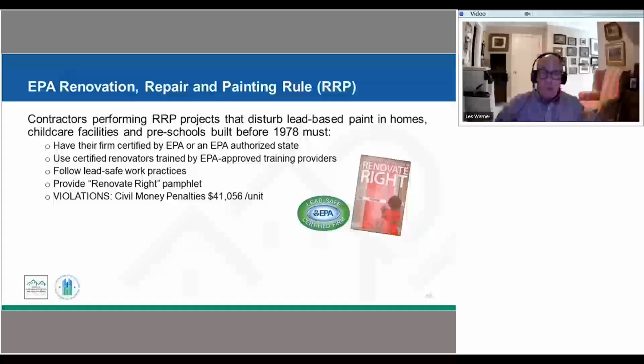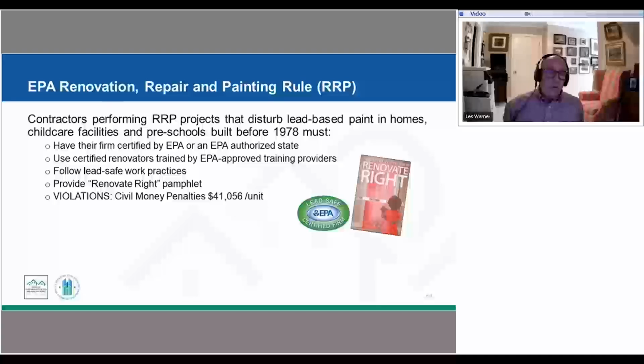As part of the requirements under the RRP rule, the Renovation, Repair, and Painting rule, contractors are required to provide a disclosure. So this is a requirement that applies to the contractor. They need to have their firm certified by the EPA, or, as we talked about, in some instances we would have an EPA-authorized state. To do that, they would need to go through training with an EPA-approved training provider.